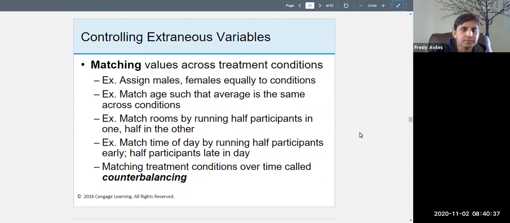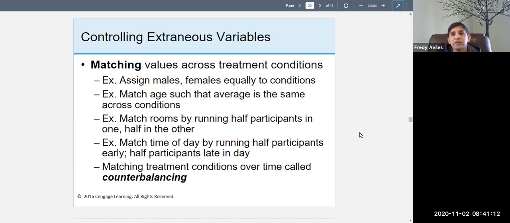Another thing you can do to deal with extraneous variables is called matching. You can match values across conditions. So you have participants, for instance, who have to remember humorous sentences, and you have others that have to remember non-humorous sentences. You can match. Okay, you can assign males and females equally to conditions. You make sure you have the same number of males and females, let's say, in the group that's having to remember humorous sentences, and also in the group that's having to remember non-humorous sentences. Matching simply means you have the same number in each group.